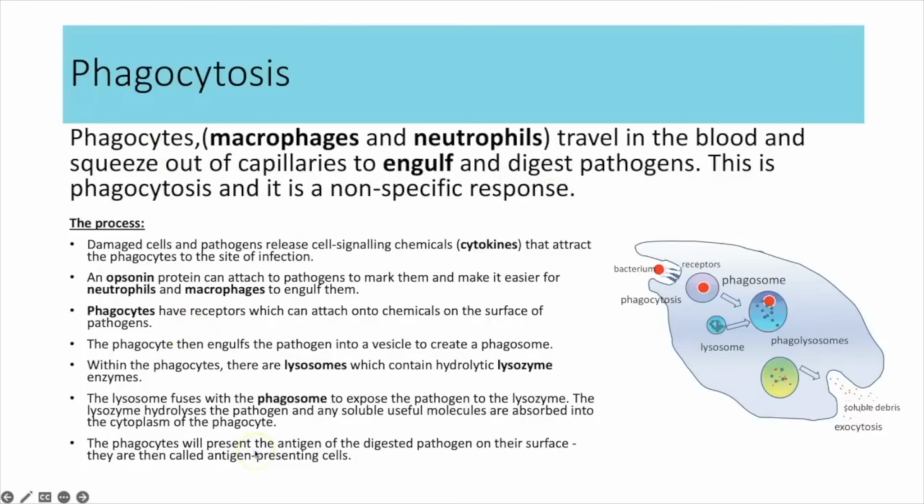So here's the process of what happens, which we can see happening in the diagram. Damaged cells and pathogens release cell signaling chemicals, which are the cytokines. And cytokines can attract phagocytes, and therefore the phagocytes come to the site of the infection. An opsonin protein can attach to pathogens to mark them and make it easier for the neutrophils and macrophages to engulf the pathogen. Phagocytes have receptors which can attach onto chemicals on the surface of the pathogen. And then the phagocyte changes shape to engulf and surround the pathogen. And it puts it in a vesicle known as a phagosome.